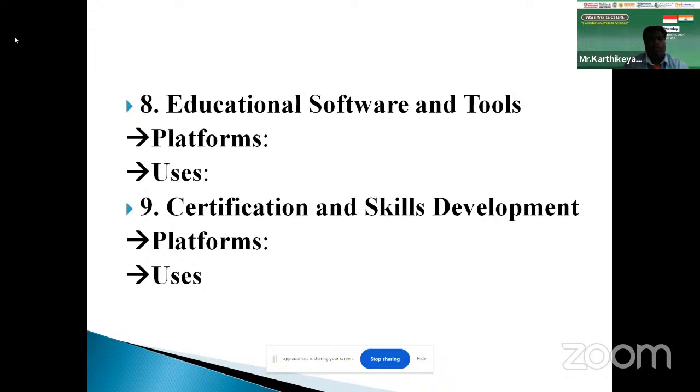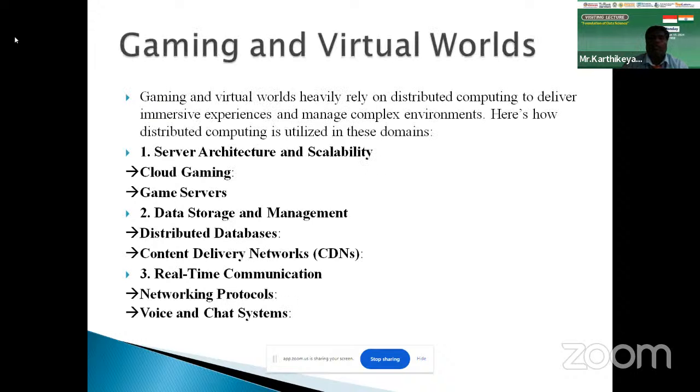Actually, all these categories support the aspects of learning, practicing, and advancing knowledge in distributed systems, making it easier for students and professionals to engage with and excel in this field. And next one, gaming virtual world.